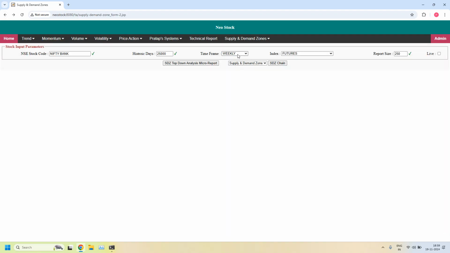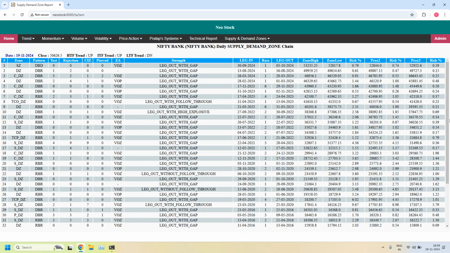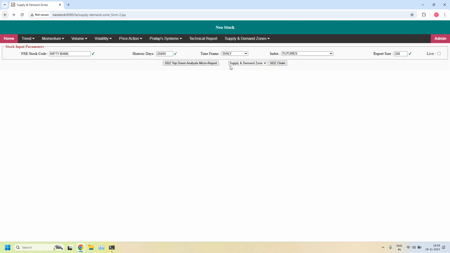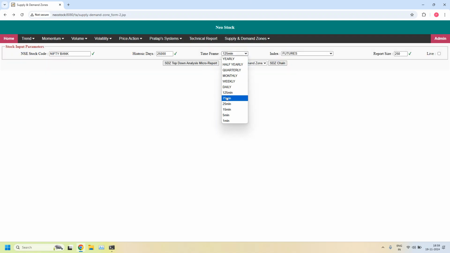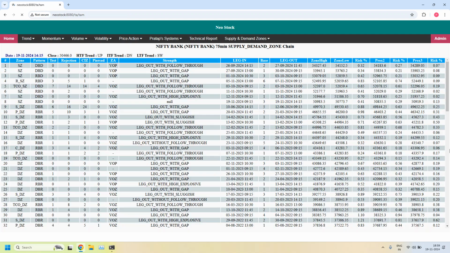Next time frame is daily. Daily supply demand zone chain for Bank Nifty. Next time frame is 125 minutes. 125 minutes supply demand zone chain for Bank Nifty. Next time frame is 75 minutes. 75 minutes supply demand zone chain for Bank Nifty.